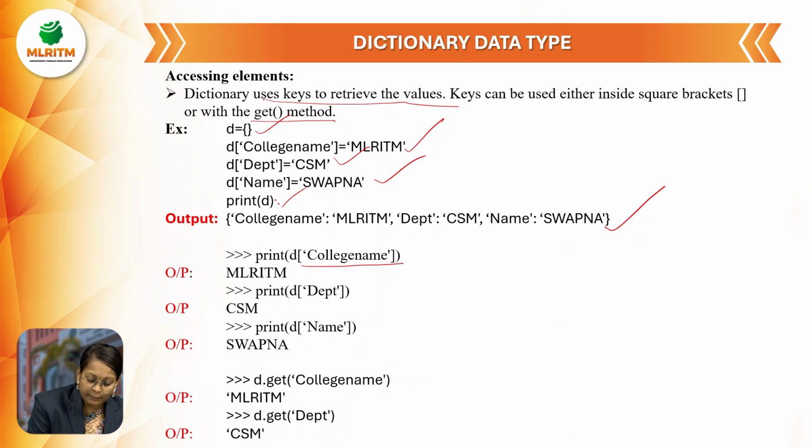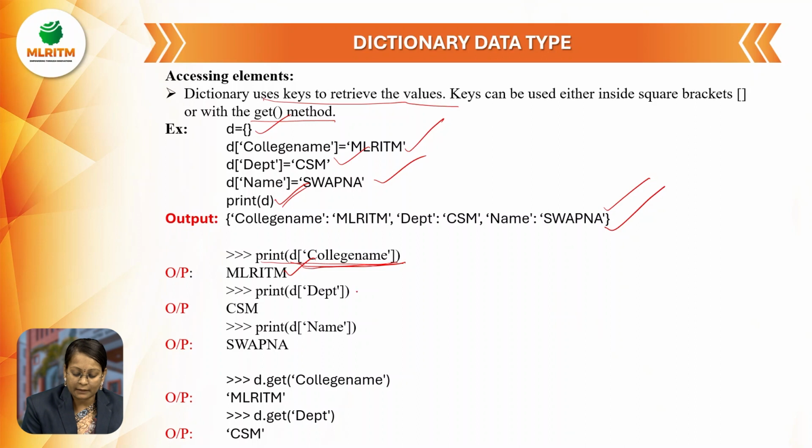Here we are directly printing all the items of the dictionary at a time. Print D. It will display all the items at a time. But if you want to access a single key value pair from the dictionary, then use the key with the dictionary name. Print D, where D is the dictionary name and college name is the key, and then we will get the corresponding value. So by using this method we are accessing a single item from the dictionary.